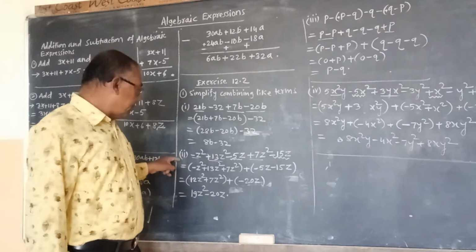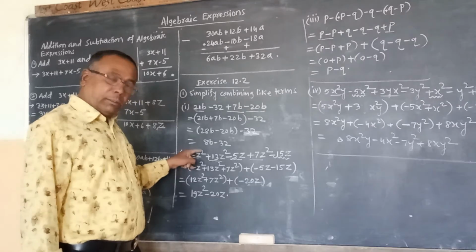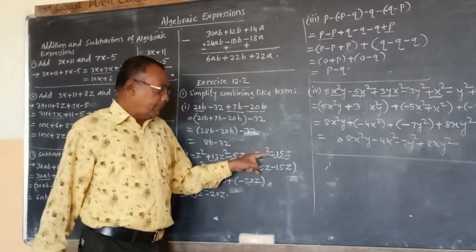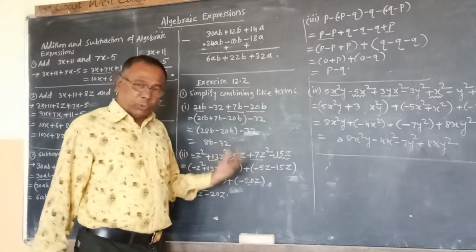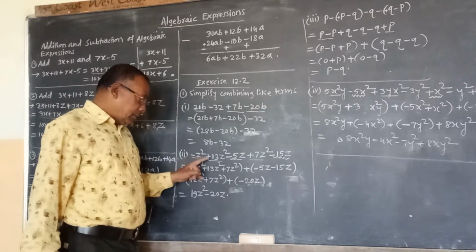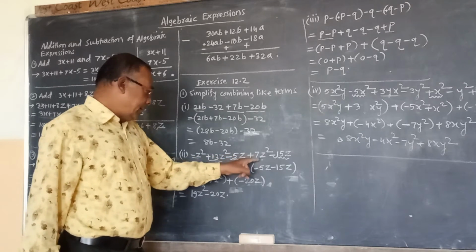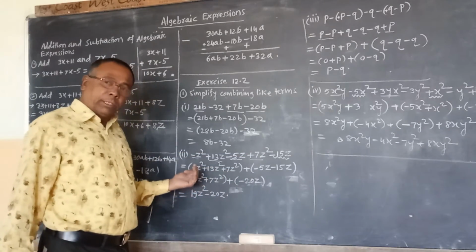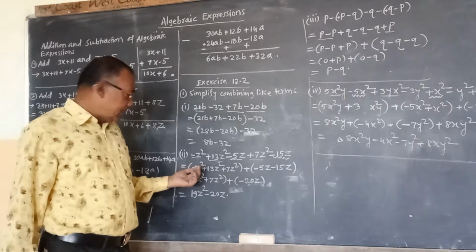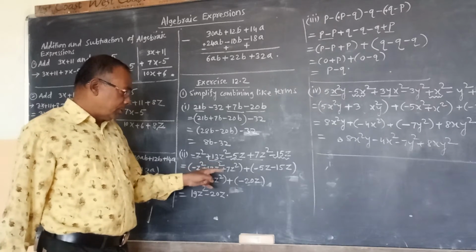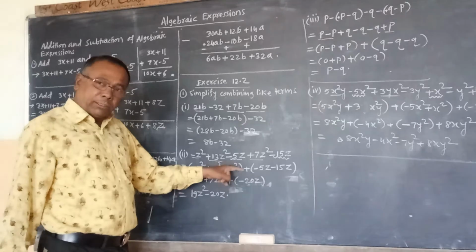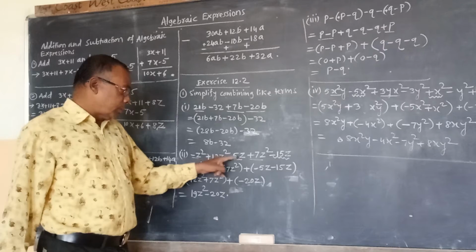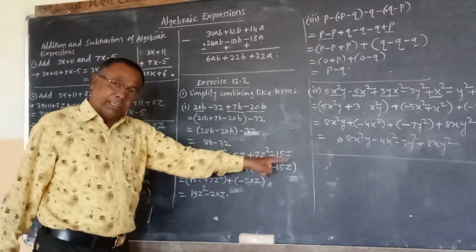Now in the second example, minus z square plus 13z square minus 5z plus 7z square minus 15z. In this expression, minus z square, plus 13z square and plus 7z square are the like terms. So I have taken all these three terms together in a bracket, minus z square plus 13z square plus 7z square. Then plus, in the second bracket, we have taken minus 5z and minus 15z.